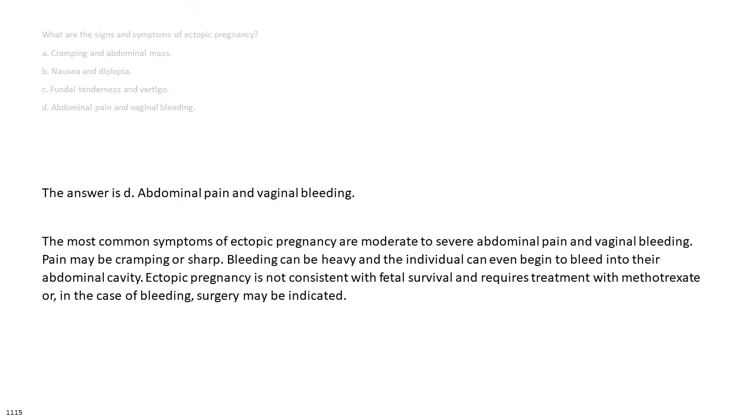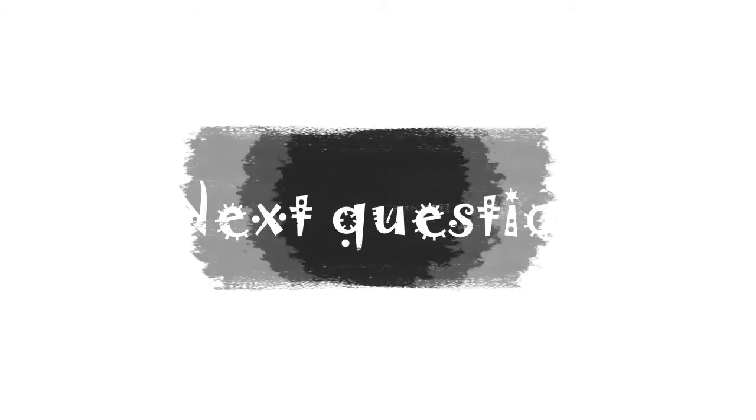The answer is D. Abdominal pain and vaginal bleeding. The most common symptoms of ectopic pregnancy are moderate to severe abdominal pain and vaginal bleeding. Pain may be cramping or sharp. Bleeding can be heavy and the individual can even begin to bleed into their abdominal cavity. Ectopic pregnancy is not consistent with fetal survival and requires treatment with methotrexate or, in the case of bleeding, surgery may be indicated.